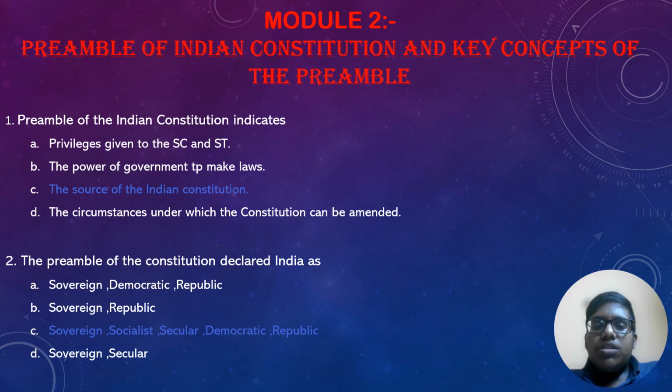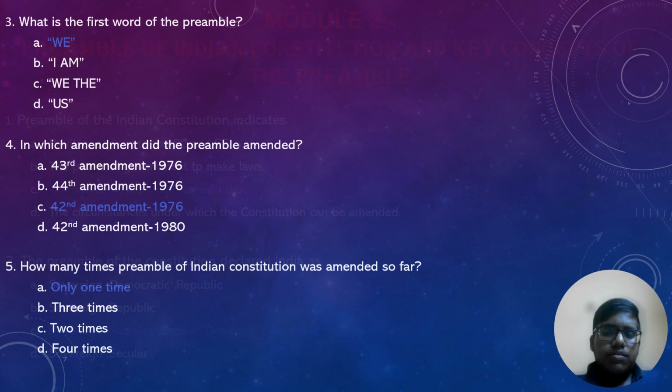The preamble of the Constitution declares India as sovereign democratic republic, or sovereign republic, or sovereign socialist secular democratic republic, or sovereign secular. And the answer is sovereign socialist secular democratic republic. What is the first word of the preamble? We, I am, we the, or us. And the answer is we.